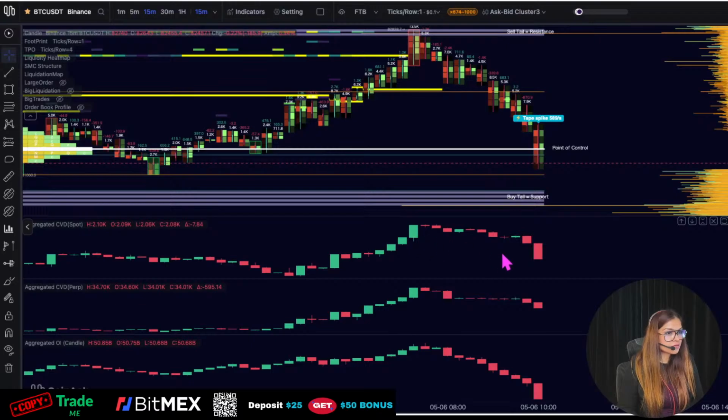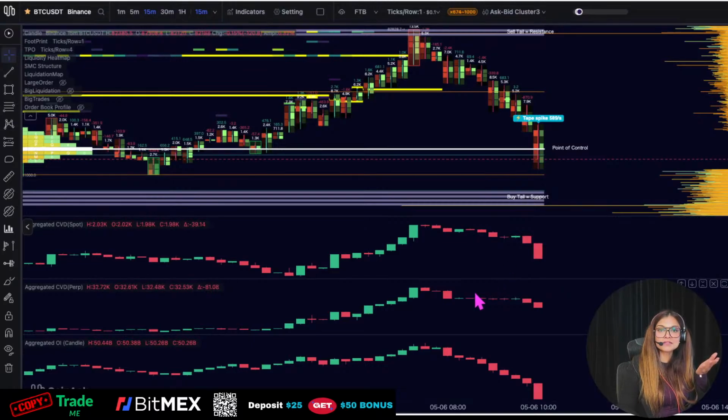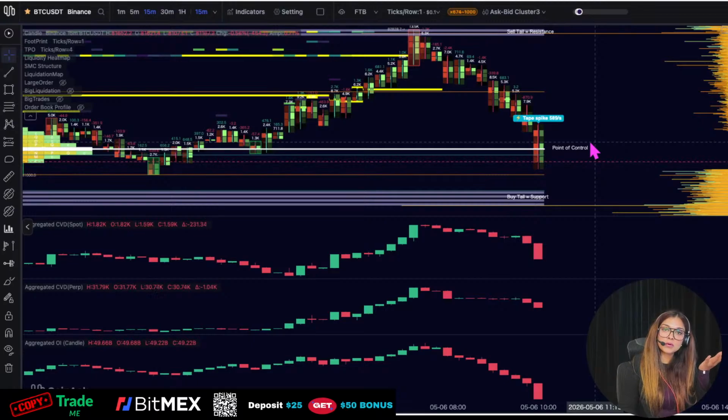Here we have CVD spot. CVD spot is real, actual. These are participants that are buying the actual Bitcoin. Whereas CVD perp is speculative, so that's leverage. Both of them are going down. Open interest, nothing else is opening. No new participants in the market. It's all going down along with price. So I expect more continuation.